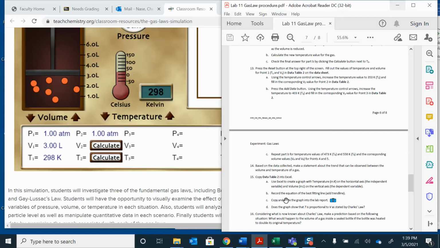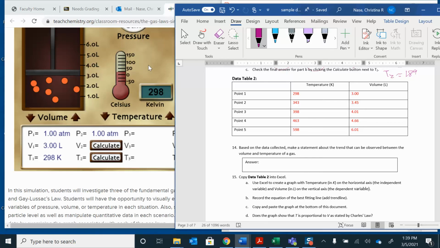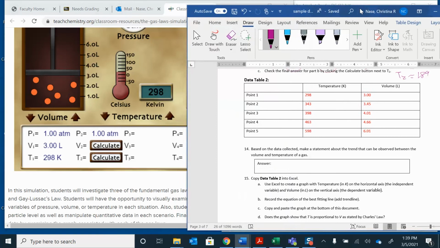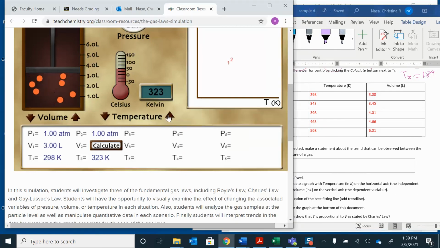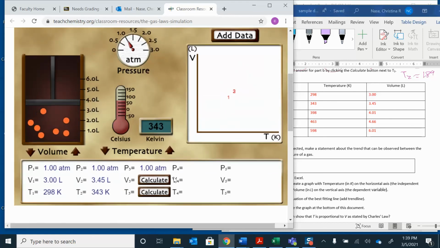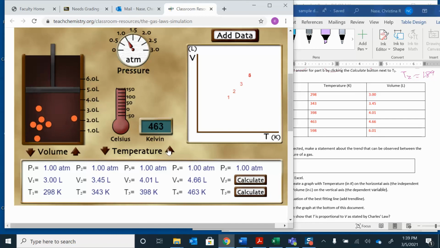I'm going to do the example with slightly different numbers so that, again, I'm not giving away all the answers. So we had 298. So now we're changing the temperature. So I'm over here changing the temperature. These are the ones that I did. So I did, instead of 353, I did 343, and so you're just going to do that, add your data, and then it'll automatically calculate that one for you, and then do 398 or whatever the next one is, add data, change your temperature, add your data, change your temperature.